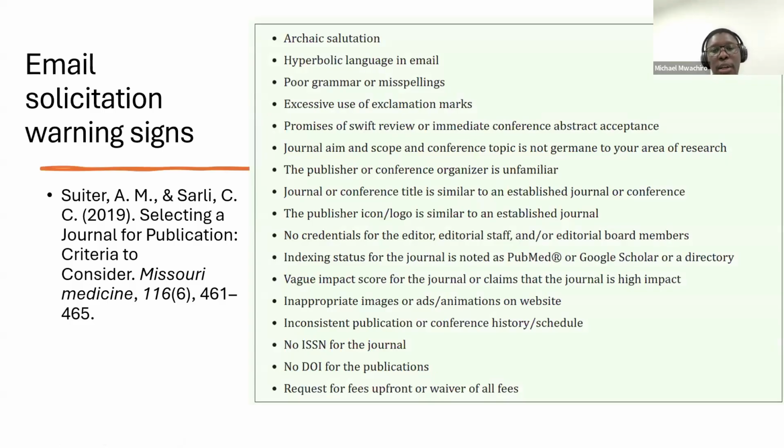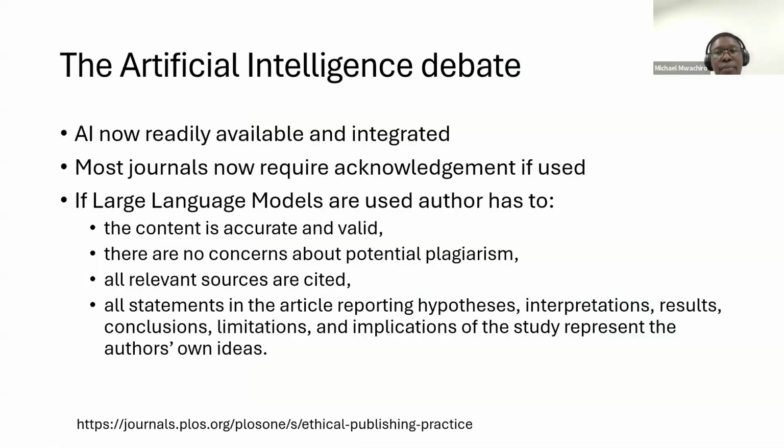So how can you tell from your emails what the warning signs are? This is a good picture from this paper by Sweeter. Hyperbolic language, poor grammar, exclamation marks. Publisher logo is similar to an established journal, but not quite the same one. Vague impact score, or actually a high one, so they make it seem like a really high impact score. Inconsistent publication history. And then referencing details are actually missing, so you don't have any ISSN numbers or DOI numbers for the publication. And then they ask you to pay first before they can do anything to get your paper published.